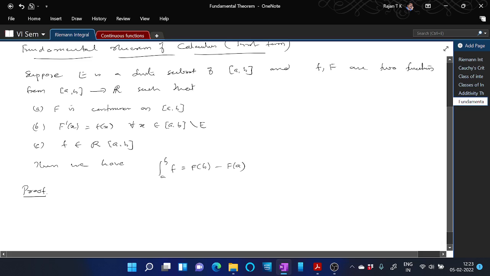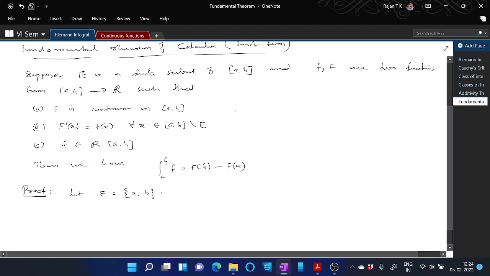Proof. Here, given that E is a finite subset of AB, that means there are finite points in AB where this capital F may not be differentiable, or its derivative is not equal to f of x. Now for the time being, let us assume that E has only two such points, that is A and B, the endpoints of the interval AB.